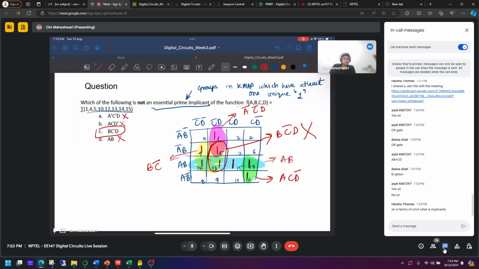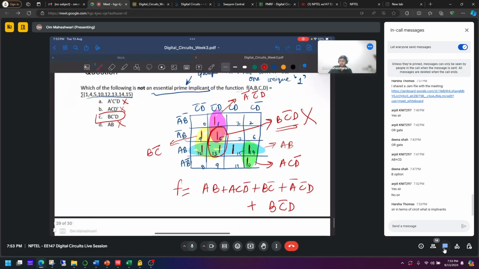In terms of circuits, what is implicants? So if you think in terms of circuits, if I add this B C bar D, what it will give you is just one additional term. So currently your F is AB plus AC D bar plus BC bar plus A bar C bar D. So let's say this is your minimized expression for this function. Now, if you add this another term, B C bar D, now you go on making a circuit for this.